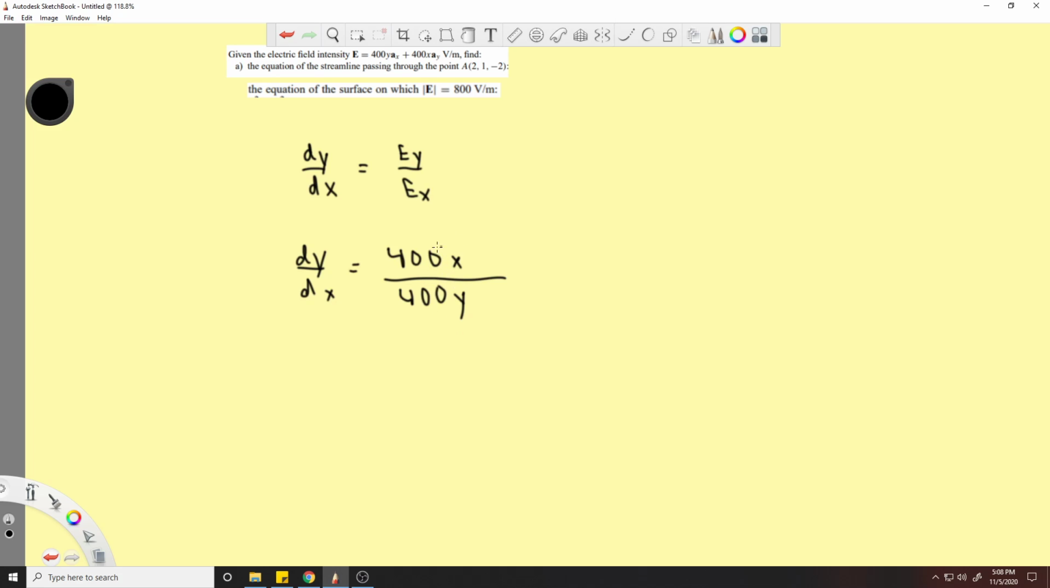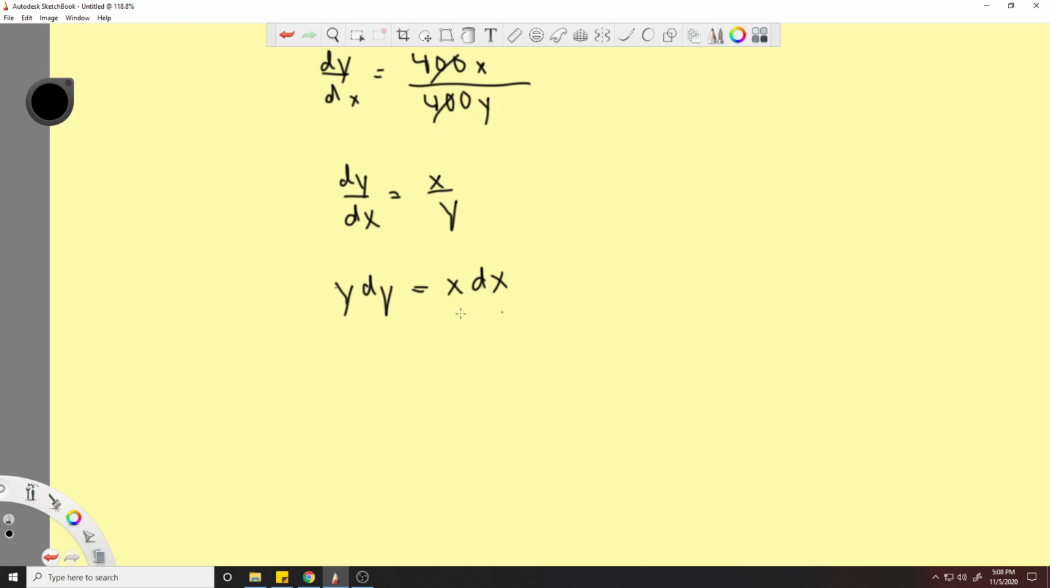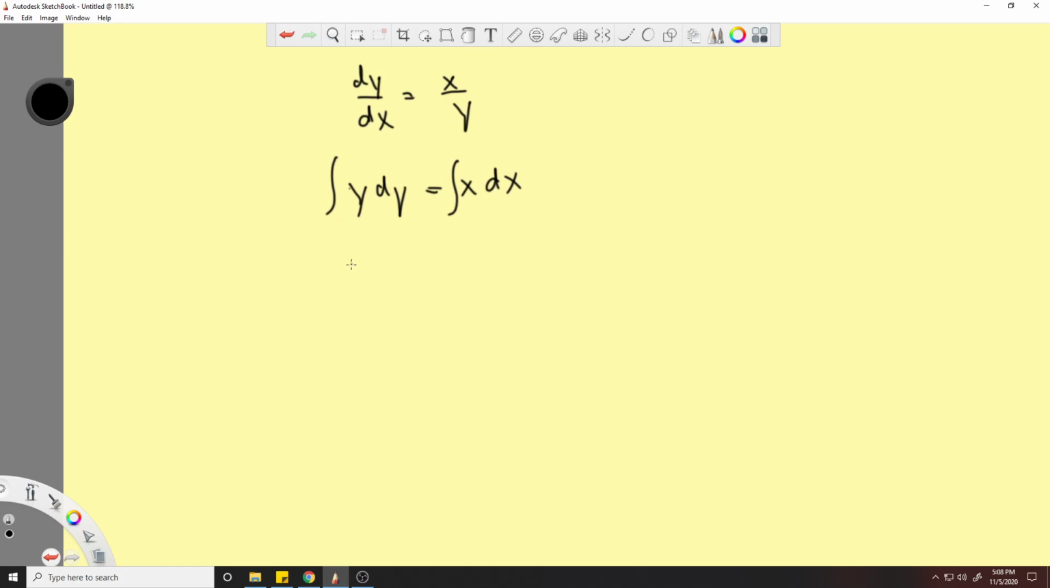We quickly see that the 400s are going to cancel, so we are left with dy/dx equals x over y. Solve this by separation. y dy equals x dx. Integrate both sides. y squared over 2 is going to be equal to x squared over 2, and we have a constant of integration.